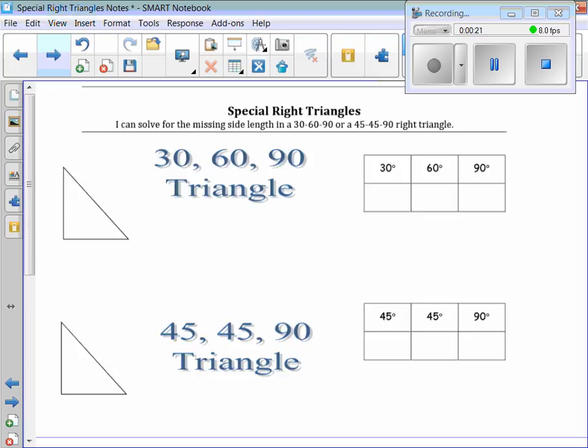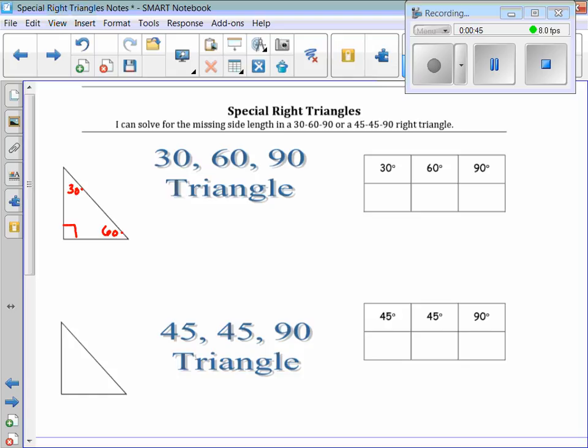Taking a look at a 30-60-90 triangle, we're going to have a 90-degree angle. And then the other two angles are 60 and 30 degrees. So together those three angles are going to add up to 180 degrees. Always with a triangle, we know the angles have to equal 180 degrees. So we have 30, 60, 90.